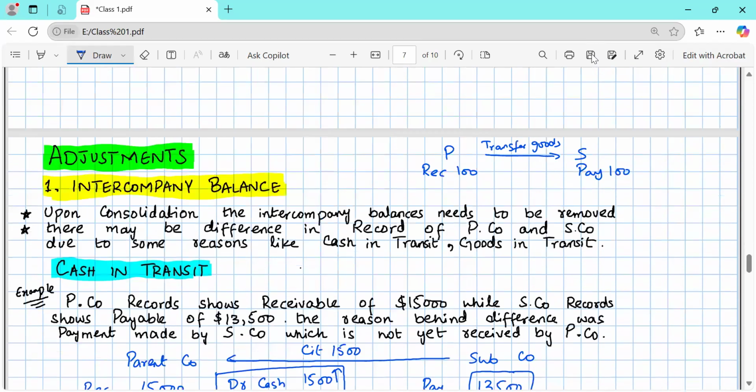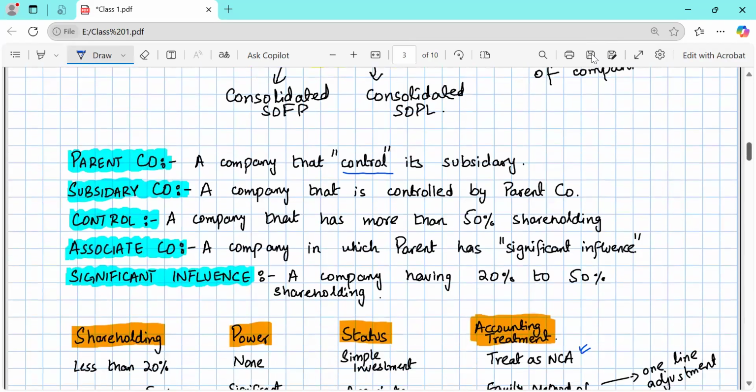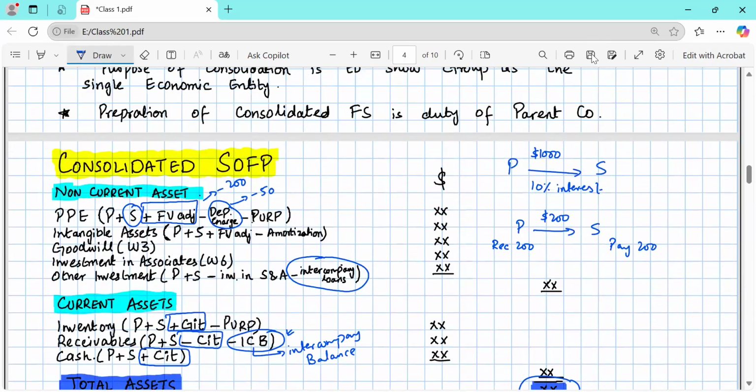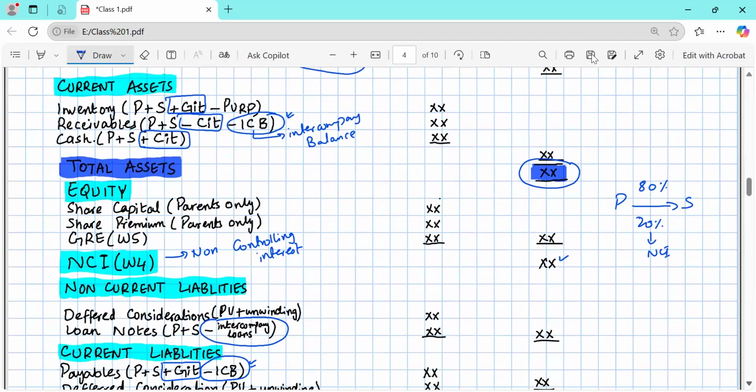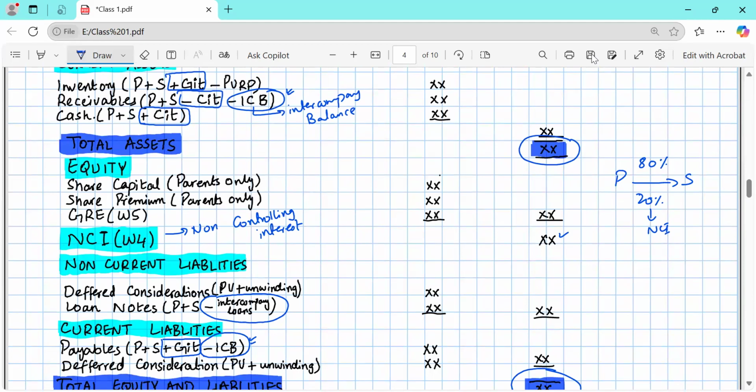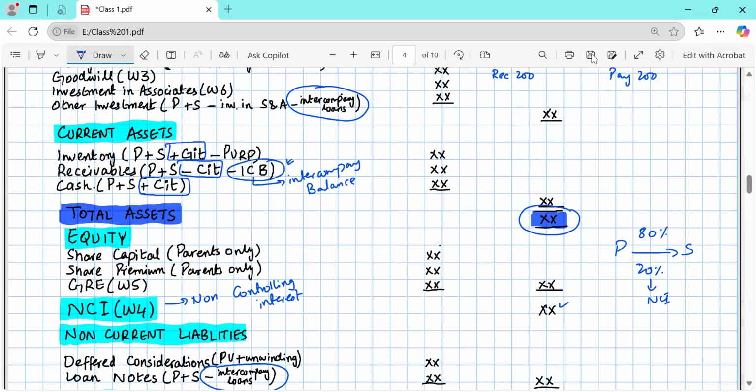So now if you look at the main format here, you can see the PURP here, right? In the property, plant and equipment section here, the PURP. So this PURP arises because of the transfer of fixed assets, because it is in the non-current asset portion. But the PURP that I have written down here in the inventory part, this is because of the inventory trading. Okay. So if it is in the inventory portion, it means because of the inventory. If it is in the non-current asset portion, it means because of the non-current asset. Okay.